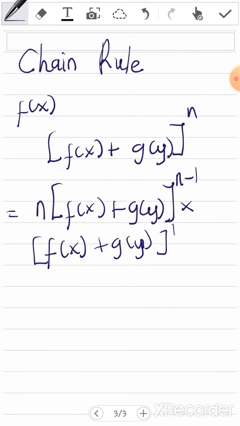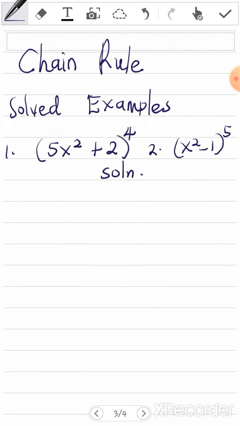In this form it looks clumsy, but I will give a series of questions, and you'll see how nice it is solving this. So we have 1, 5x squared plus 2 all to the power 4. Then the second one being x squared minus 1 all to the power 5.